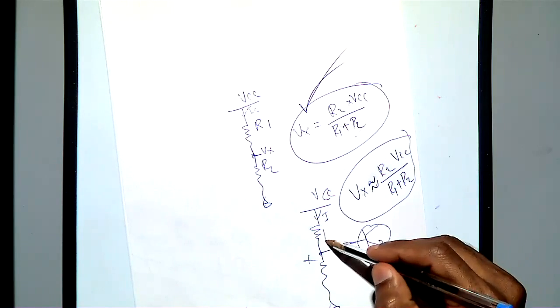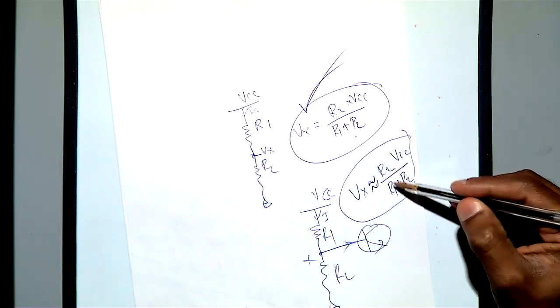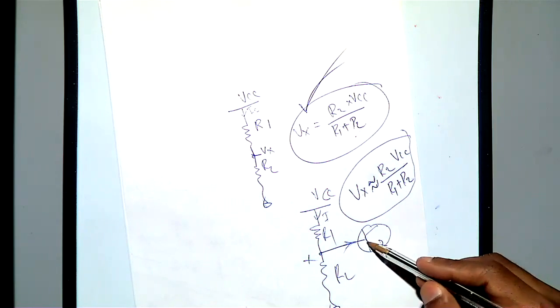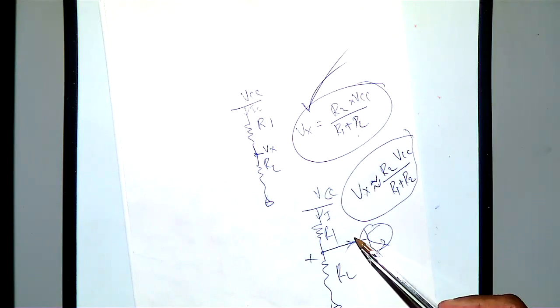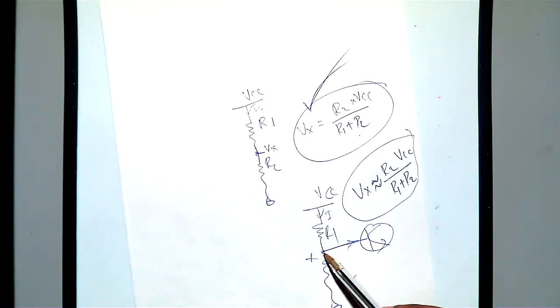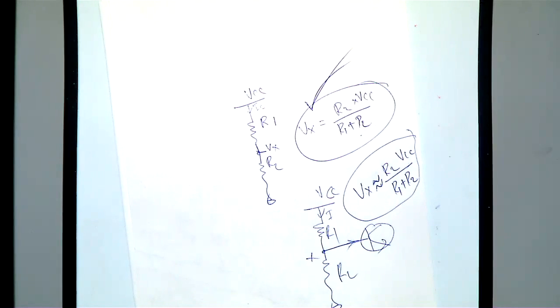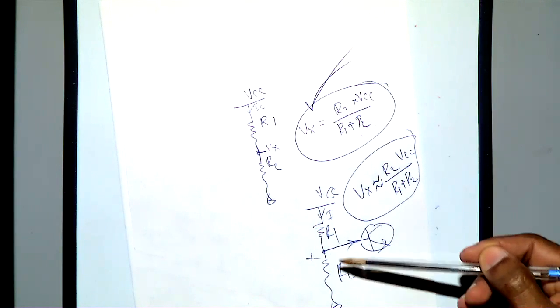So Vx equal to R2 by R1 plus R2 into VCC. Otherwise, what will we do? If this is the situation, if you are taking some current from here, we will be doing Thevenin. That's the reason we will find a Thevenin equivalent circuit, Thevenin voltage. That's how you might have studied Thevenin's theorem and Norton's theorem in the undergraduate degree. So then we will find out Thevenin's resistance, Thevenin's voltage.